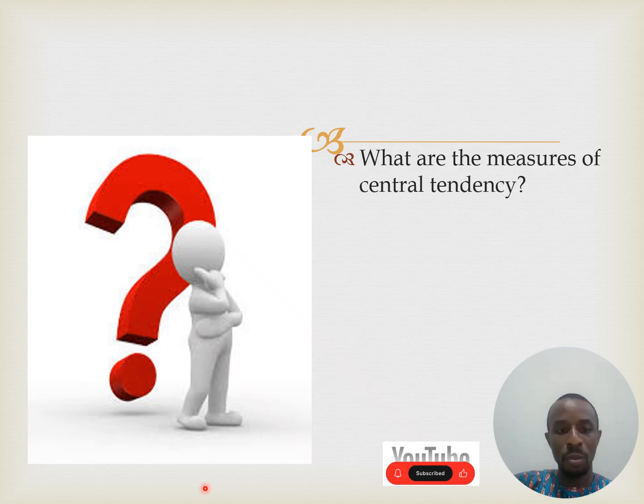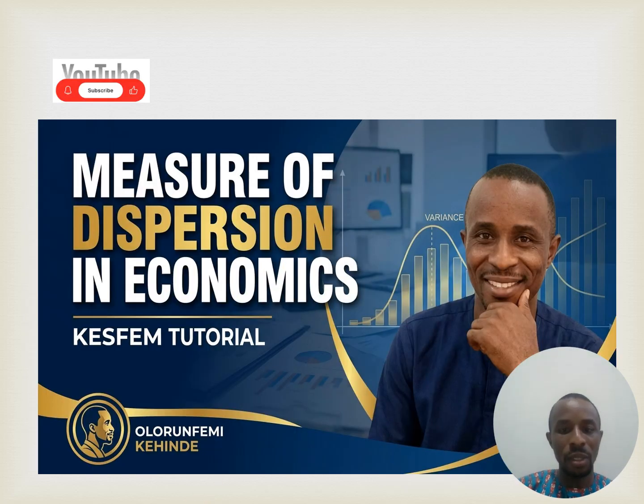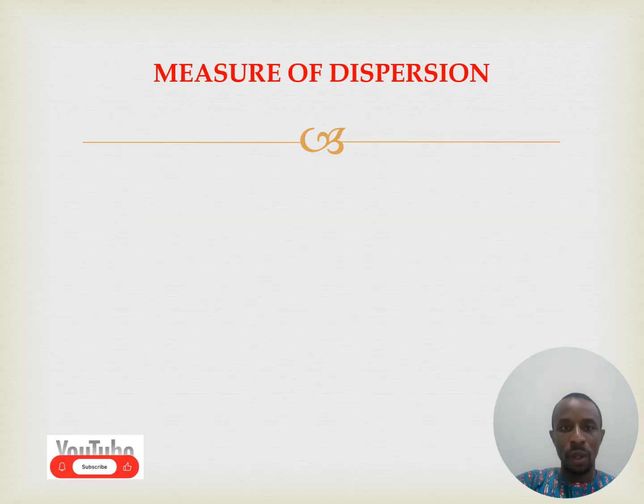So that will lead us to our topic for today, which is measures of dispersion in economics. We've been looking at some basic tools for economic analysis. We've done a table, graph, bar chart, pie chart. We've also done measures of central tendency like mean, median, and mode, which are majorly on the middle numbers. Now let's take the meaning of measure of dispersion, the definition.